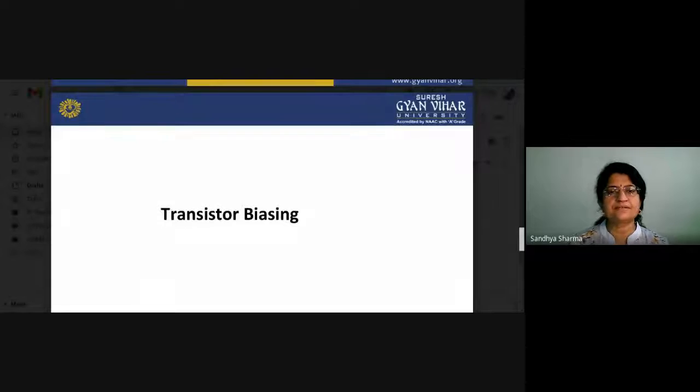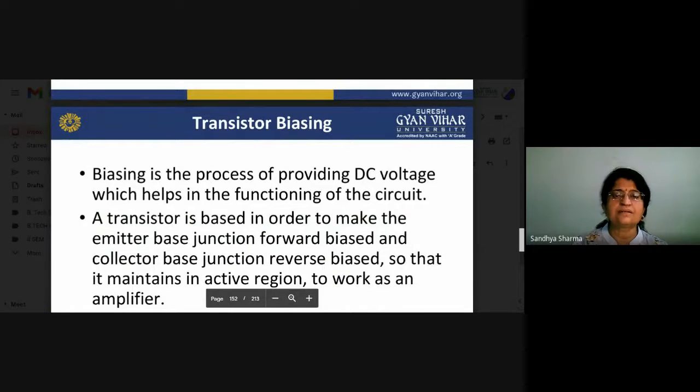Good morning, students. In this lecture, we will discuss transistor biasing. First of all, we will see what biasing is and what the basic requirement is for a transistor to work in the active region or the saturation region. If you want your transistor to work in the active region, as an amplifier, you have to provide such DC signals to the transistor that it will work in the active region. So we will see about transistor biasing.